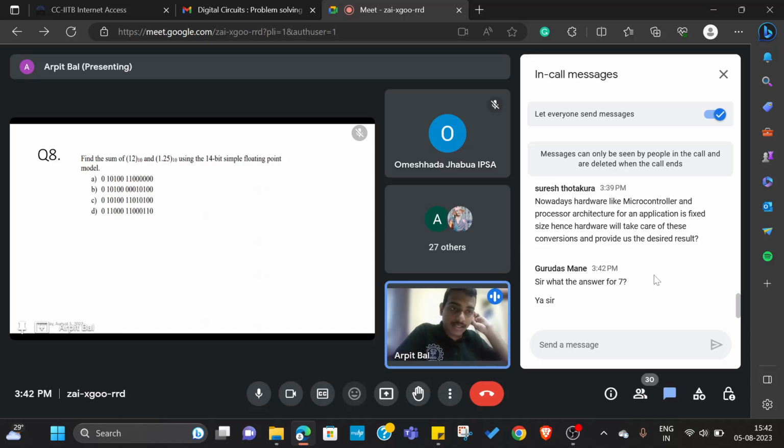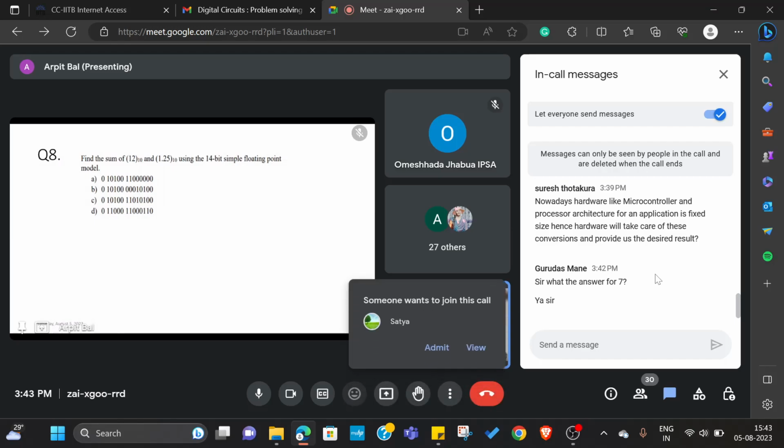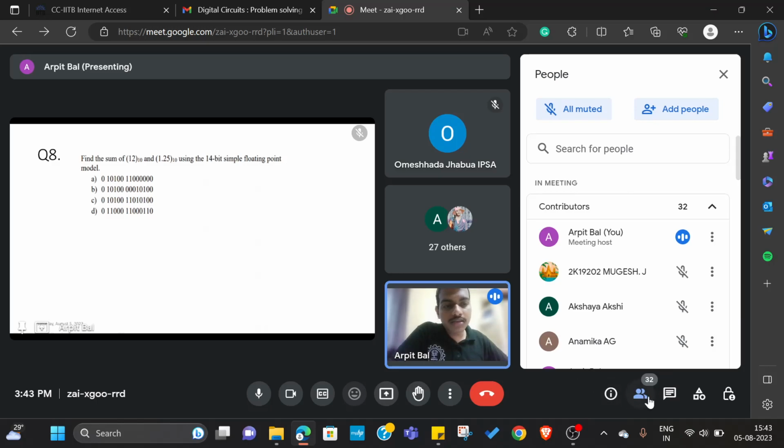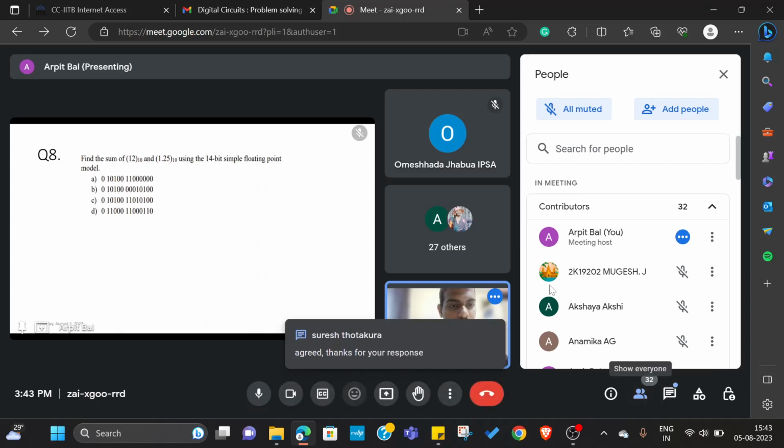But see, the thing is, those microcontrollers will also be designed by someone, right? So the one who is designing that particular microcontroller needs to take care of these floating points and those things, because those are custom made and made from scratch. And we as engineers also need to understand this, because one day or the other we will also be designing these things.